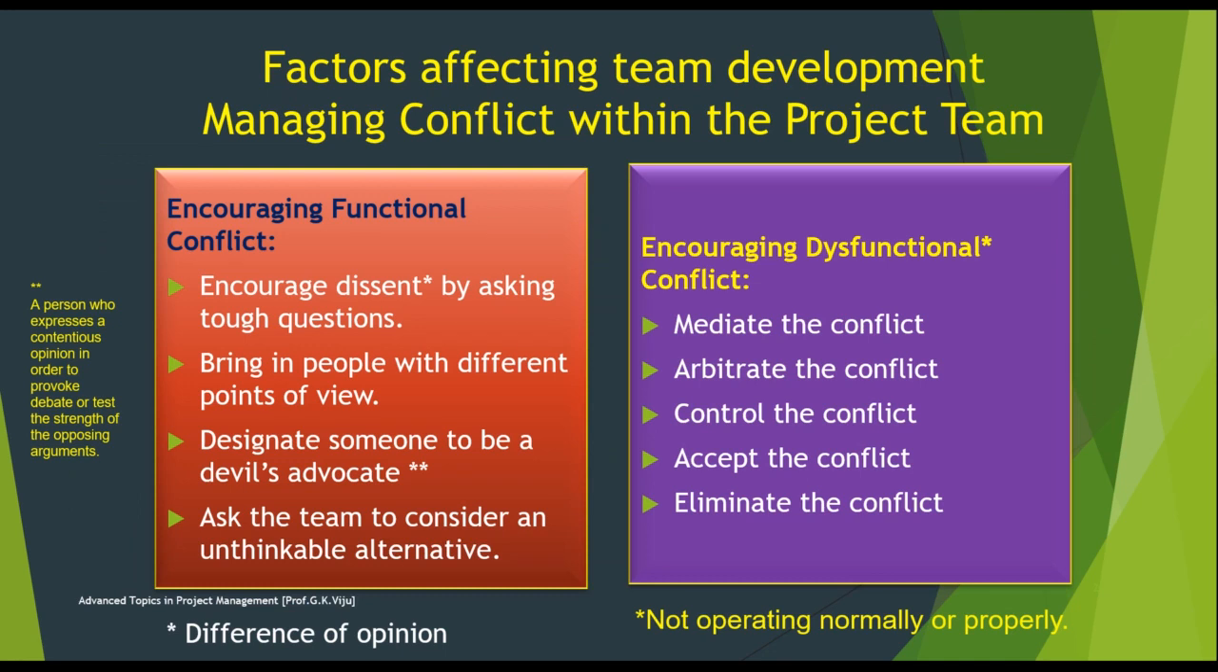So, the factors affecting team development: managing conflict within the project team. Generally, what conflicts occur, I will give you in later stages, in conflict management. But even then, a little: generally the conflict occurs between the functional managers and the project managers with respect to resource allocation. So, encouraging functional conflict. Encourage dissent by asking tough questions, differences of opinion, bringing in people with a different point of view, and designating someone to be a devil's advocate.